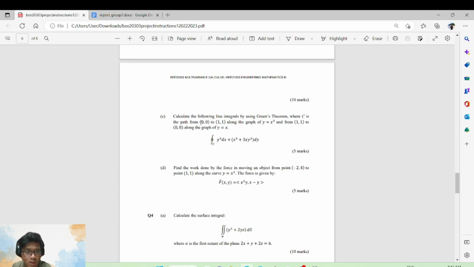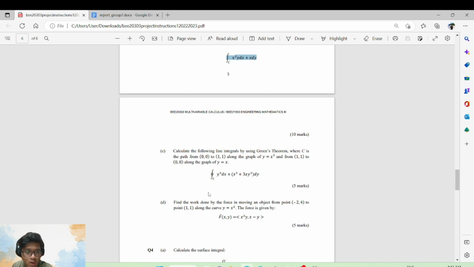Next is question 3d. For question 3d, we have to find the work done by the force in moving an object from point (-2, 4) to point (1, 1) along the curve y equal to x power of 2. The force is given by F(x, y) equal to x power of 3 y i plus (x minus y) j.